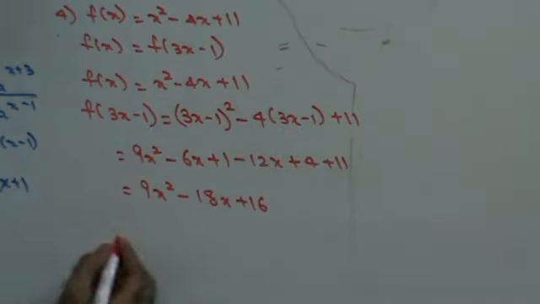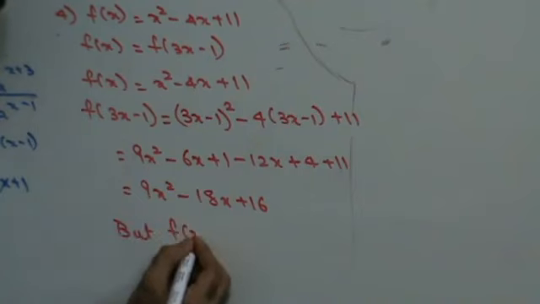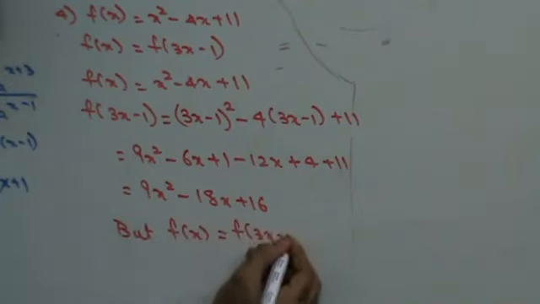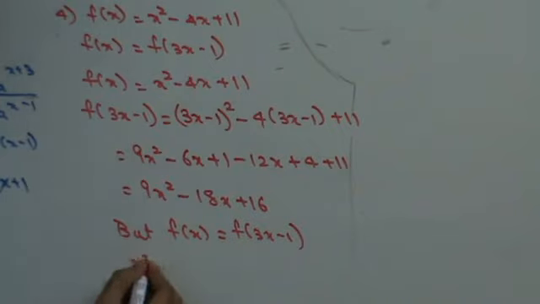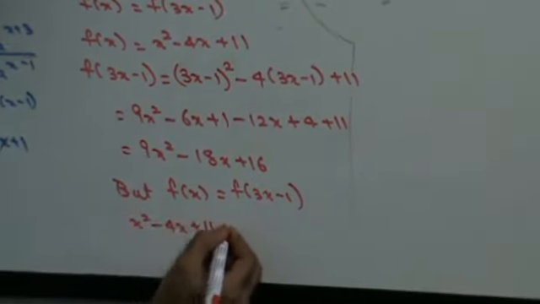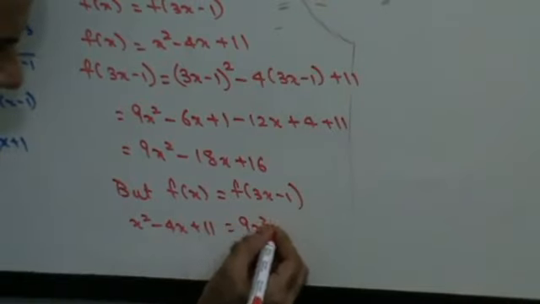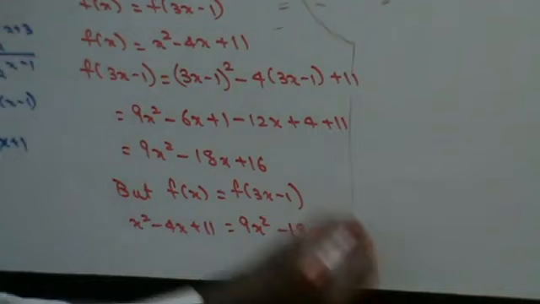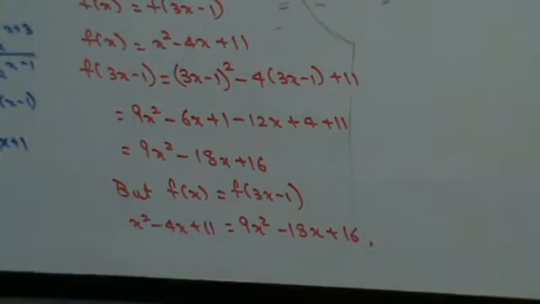Now once you have this, they have given you that f of x is f of 3x minus 1. F of x is given to you as x square minus 4x plus 11. F of 3x minus 1 is 9x square minus 18x plus 16. Right? Equate the two. Take everything on one side. If I take everything on the left hand side, then I will get 0 is equal to 9x square minus x square, which is 8x square, minus 18x plus 4x is minus 14x, plus 16 minus 11 is plus 5.